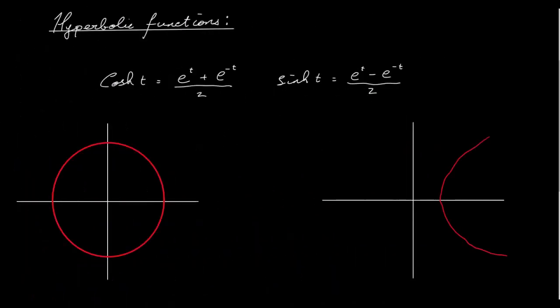Okay, so in this video I'm going to have a look at hyperbolic functions, and in particular I'm going to have a look at cosh of t and sinh of t. So I have the two formulae here. Cosh of t is e to the power of t plus e to the power of minus t, over 2. Sinh of t is e to the power of t minus e to the power of minus t, over 2. So what I'm going to do in this video is look at the derivation of these two formulae.